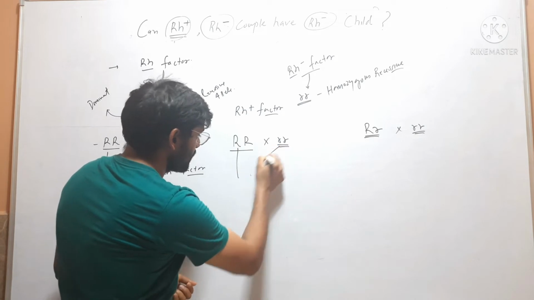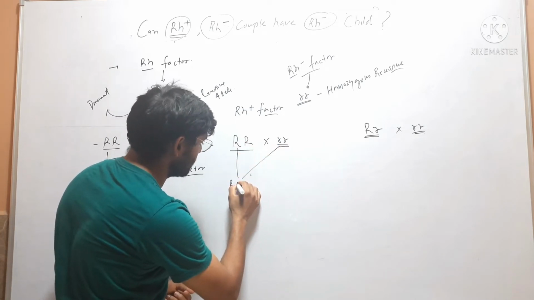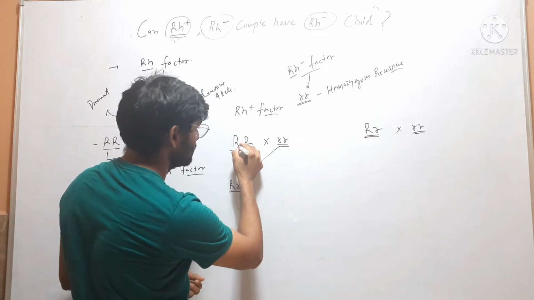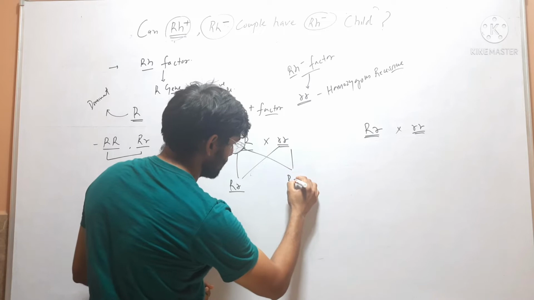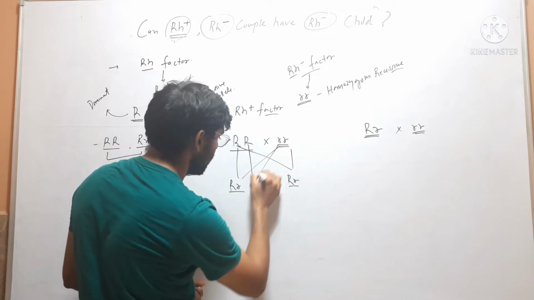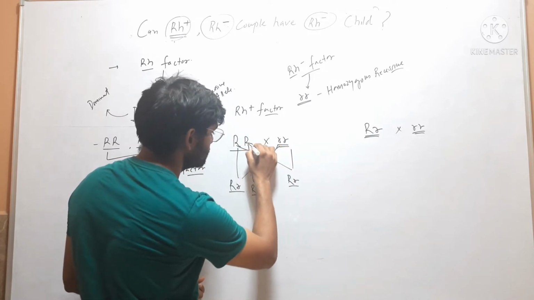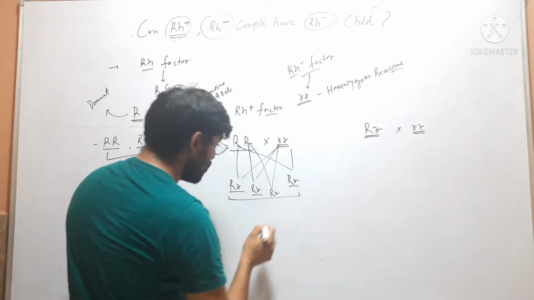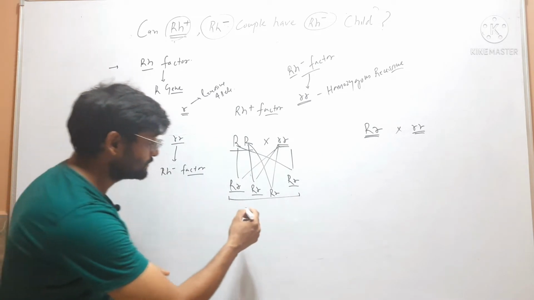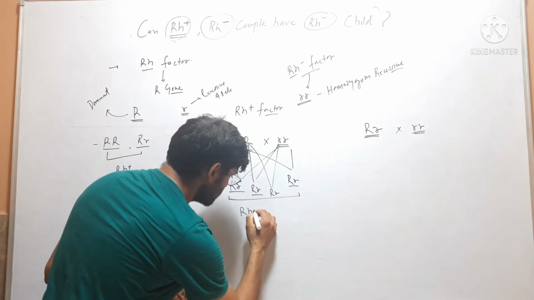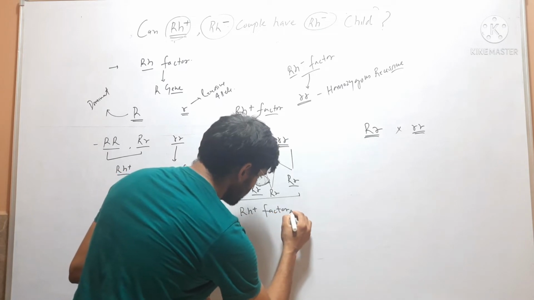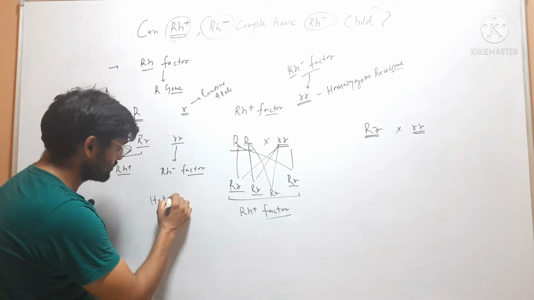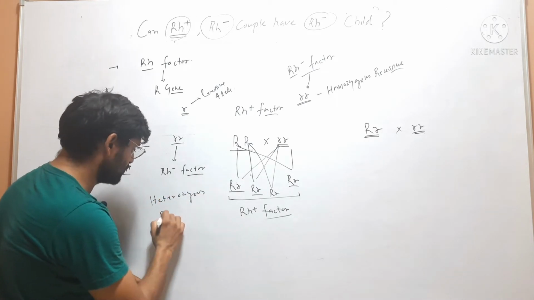So from this cross we will get capital R small r, capital R small r, capital R small r, capital R small r. So here we can see that all of the children are with Rh positive factor, but all are heterozygous dominant.